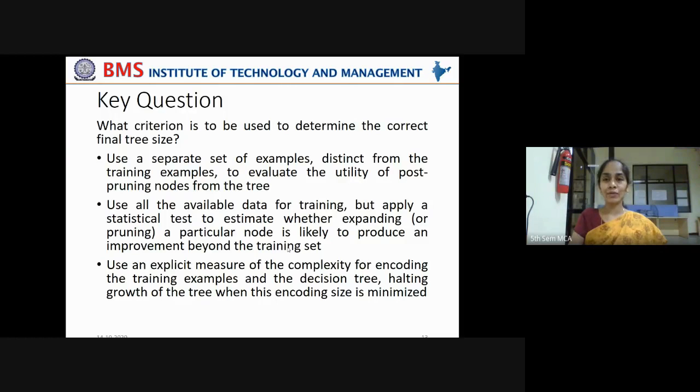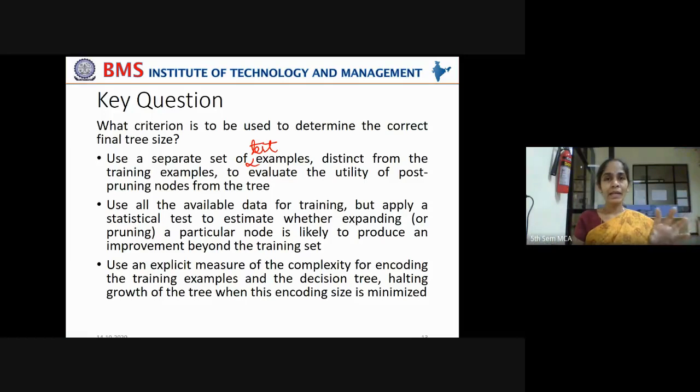Use a separate set of examples, test examples, distinct from the training examples to evaluate the utility of post-pruning nodes from the tree. You can write this as test examples. Use a separate set of examples. We call it test examples, distinct from the training examples, separate, split the data set to evaluate the utility of post-pruning nodes from the tree.